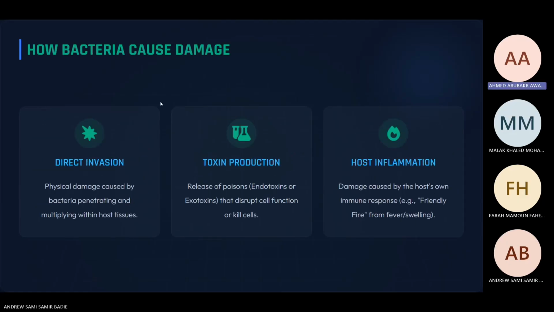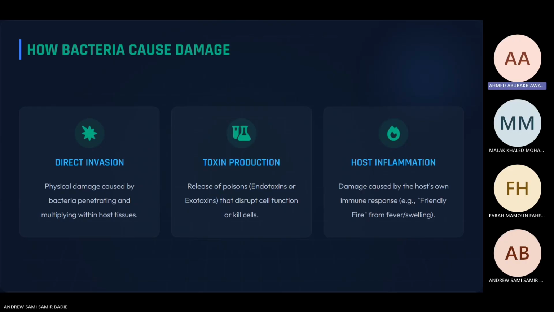So how do bacteria cause damage? We need to understand first that they can cause it by direct invasion. Bacteria can just go straight into the tissues, multiply, and destroy as many cells as they can. So it's direct physical damage.